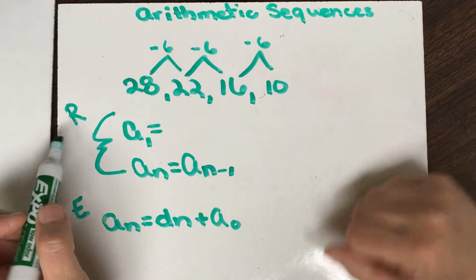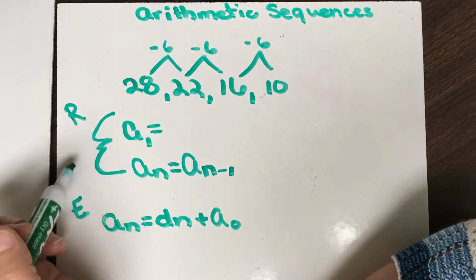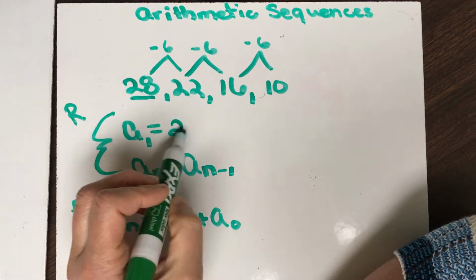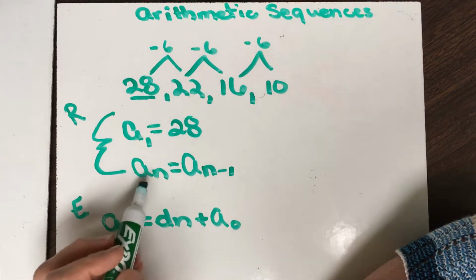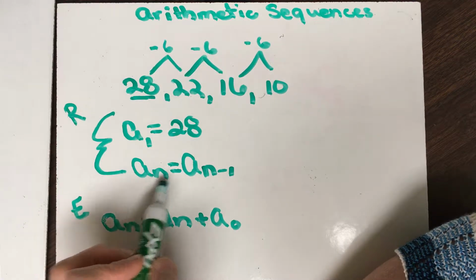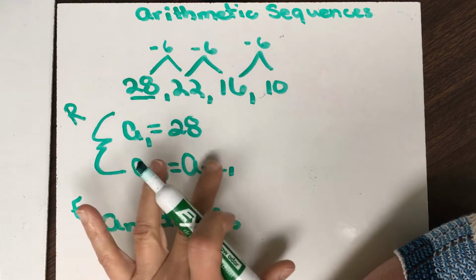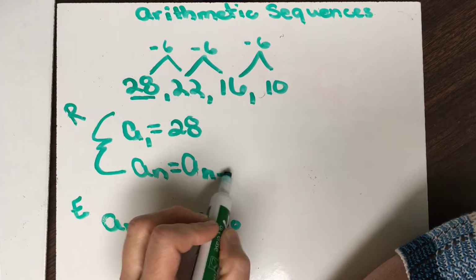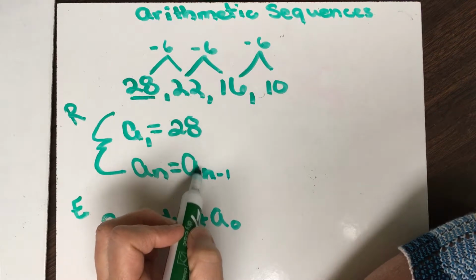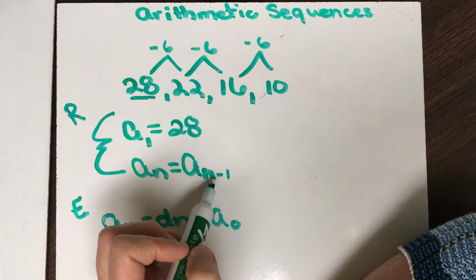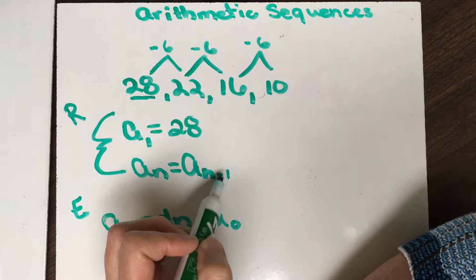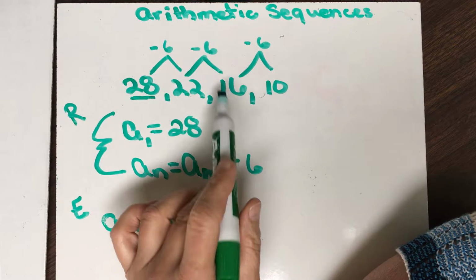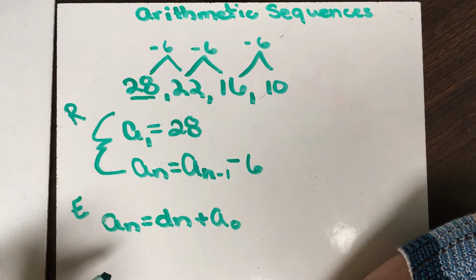All right, so in our recursive formula, a sub 1, our first term location, is 28. And then we usually see our formula written this way, so we need to add, and all of this, I want to make sure that we understand that this is a sub, that means written underneath, a sub n, a sub n minus 1, and then we have what's going on in our pattern, so it's minus 6 is our sequence.